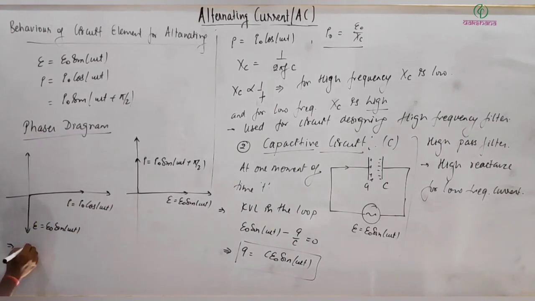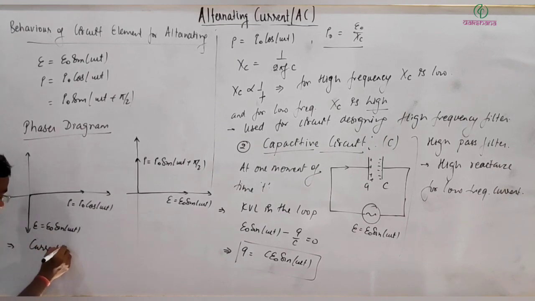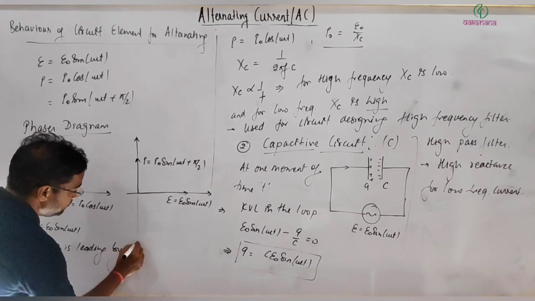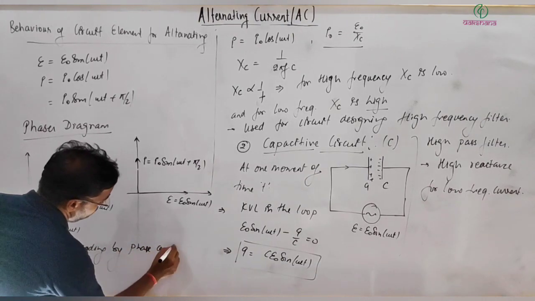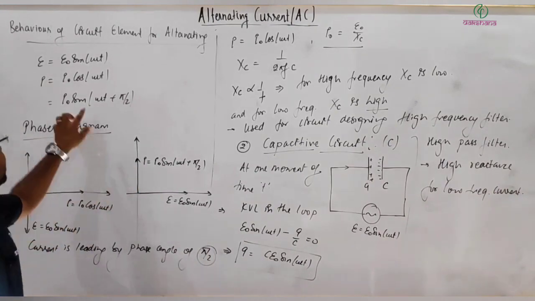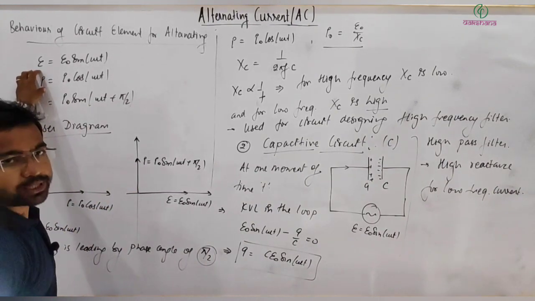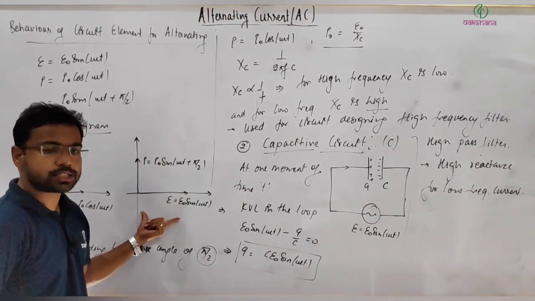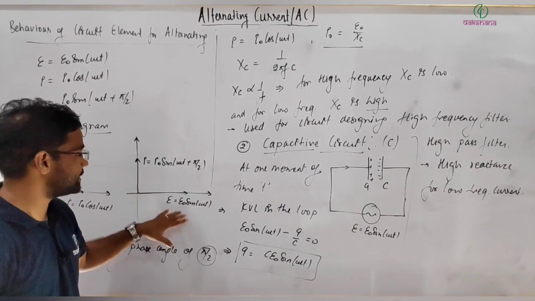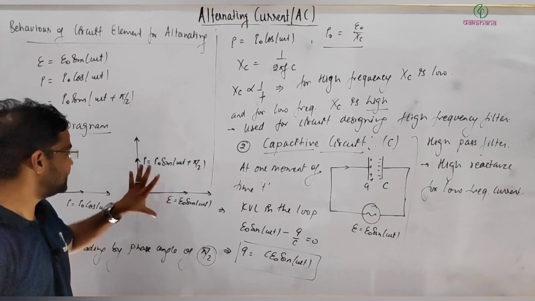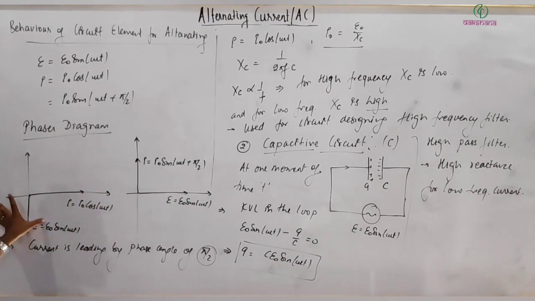So here you can see the current is leading by a phase angle of pi by 2. Current and the potential drop across this capacitor, drawn on this circuit, one along the x-axis and with the angle between them equal to the phase angle, this simple diagram is called the phasor diagram. So this is the phasor diagram.